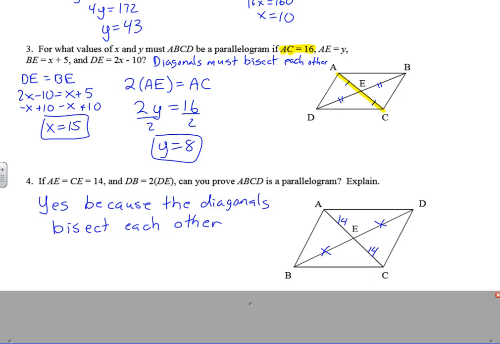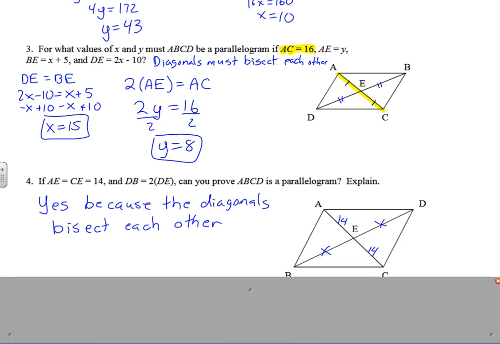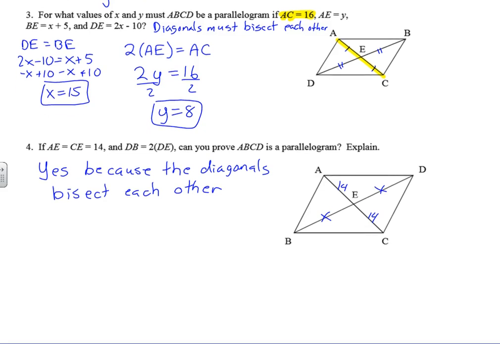All right, so the last one is if AE is equal to CE and DB equals 2DE, can you prove that this is a parallelogram? So I just marked that on here, AE and CE, those are both 14, and then if DE is x and DB, that's the whole segment, is 2x, that means BE also has to be x.